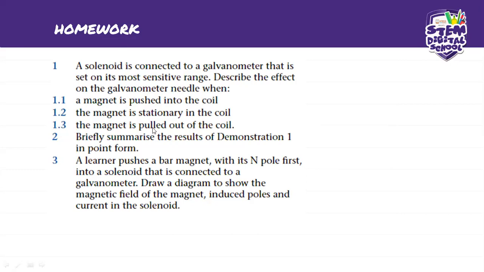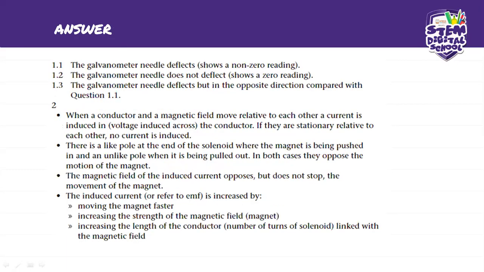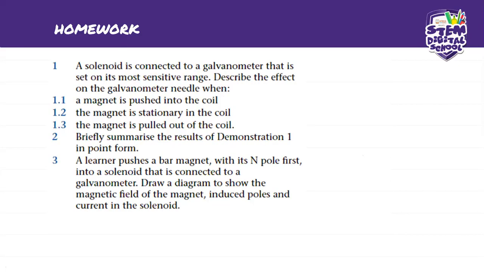Okay, so the magnet is pulled out of the coil. This means that the galvanometer needle deflects, but in the opposite direction compared to question 1.1.1. Because it's pulled out, it's moving in the opposite direction from the direction that it was moving initially. Okay, so we move to number two, which says briefly describe the results of demonstration 1 in point form.